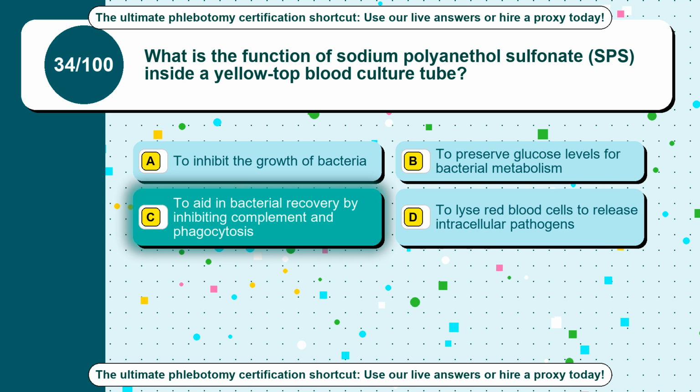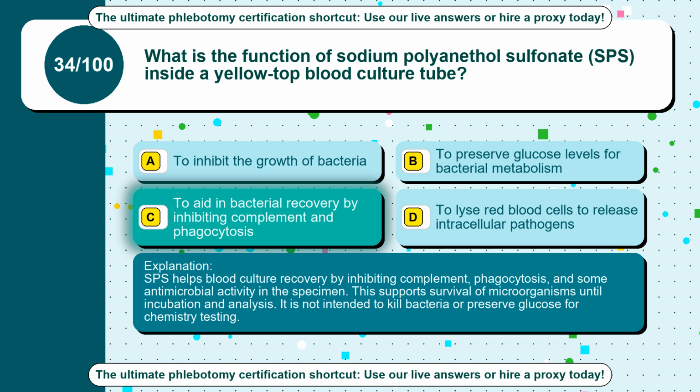To aid in bacterial recovery by inhibiting complement and phagocytosis. SPS helps blood culture recovery by inhibiting complement, phagocytosis, and some antimicrobial activity in the specimen. This supports survival of microorganisms until incubation and analysis. It is not intended to kill bacteria or preserve glucose for chemistry testing.